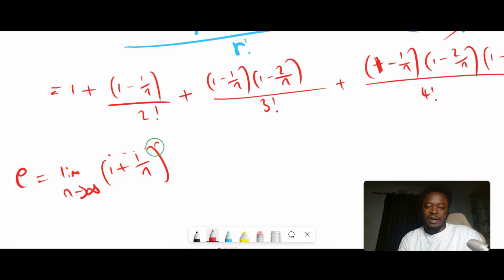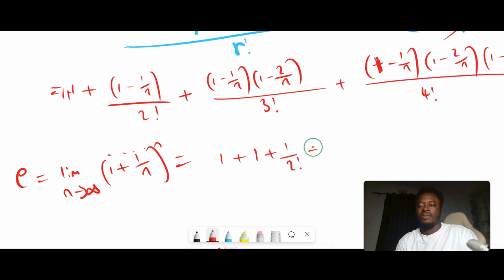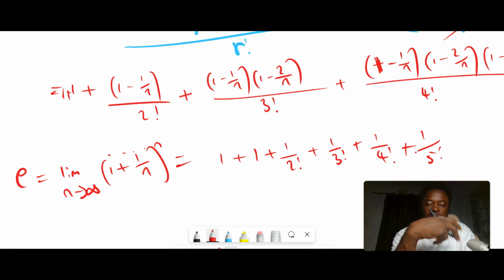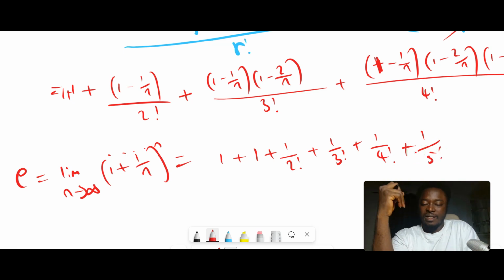So essentially e, which is the limit as n tends to infinity of 1 plus 1 over n to the n power, would be equal to, if you take the limit as n tends to infinity, everything here will vanish. So you have a 1 plus 1 plus 1 over 2 factorial plus 1 over 3 factorial plus 1 over 4 factorial plus 1 over 5 factorial. So this is how we get the limit for e, just by simply taking the definition of the binomial theorem.